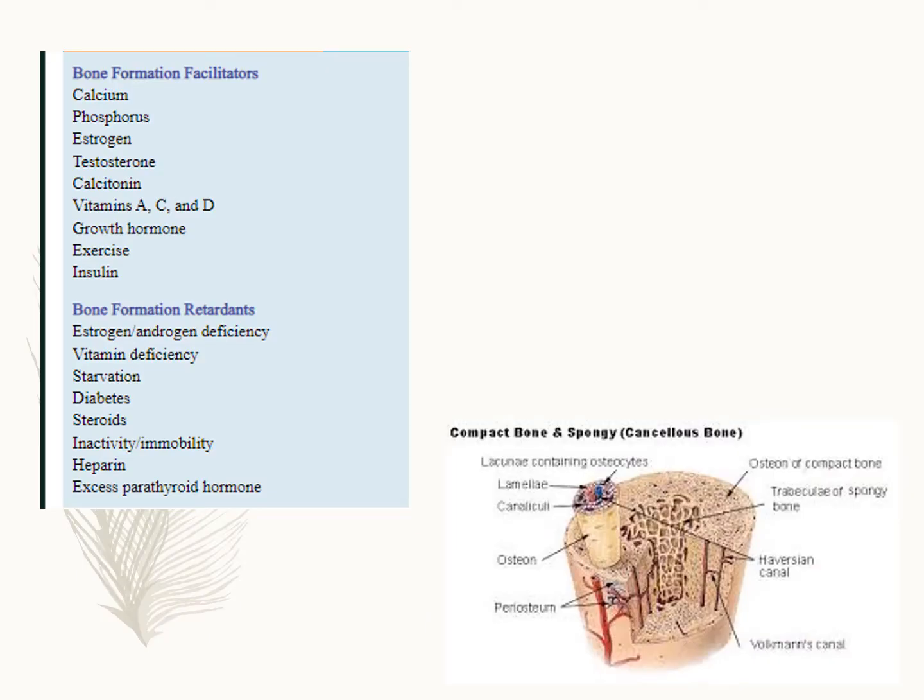Calcium, phosphorus, estrogen, testosterone, calcitonin, vitamins A, C, and D, growth hormone, exercise, and insulin all affect bone formation. Estrogen and androgen deficiency, vitamin deficiency, starvation, diabetes, steroid use, inactivity or immobility, the use of heparin, and excess parathyroid hormone can all cause bone growth suppression.